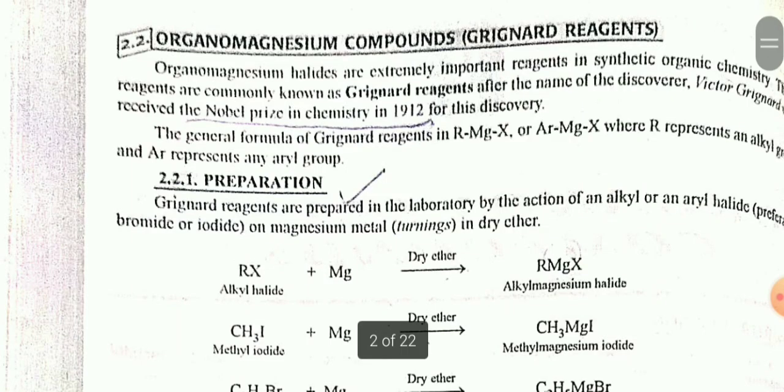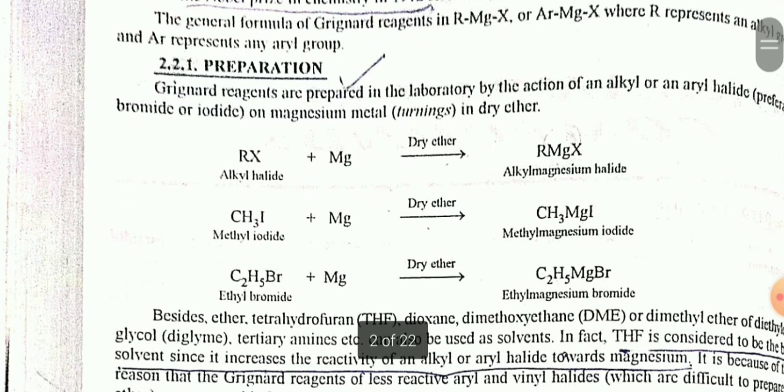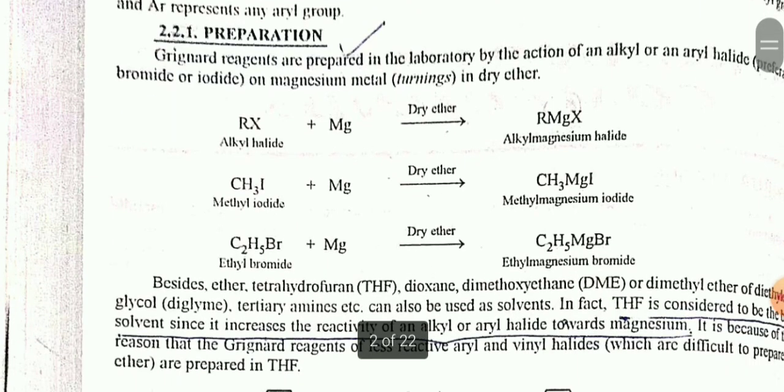Heading 2.2, Organomagnesium compounds or Grignard reagent. Organomagnesium halides are extremely important reagents in synthetic organic chemistry. The reagents are commonly known as Grignard reagents after the name of the discoverer. Victor Grignard received the Nobel Prize in Chemistry in 1912 for this discovery. The general formula of Grignard reagent is RMgX or ArMgX, where R represents the alkyl group and Ar represents any aryl group. Heading 2.2.1, Preparation.